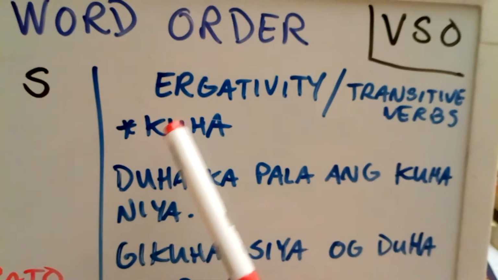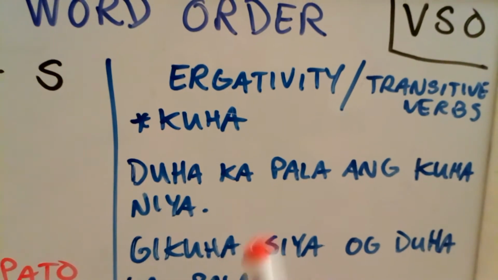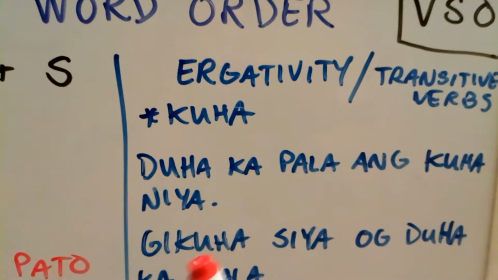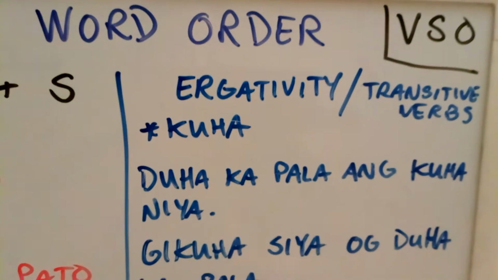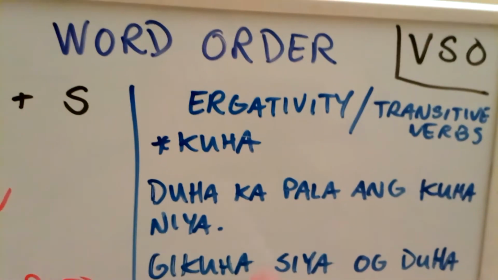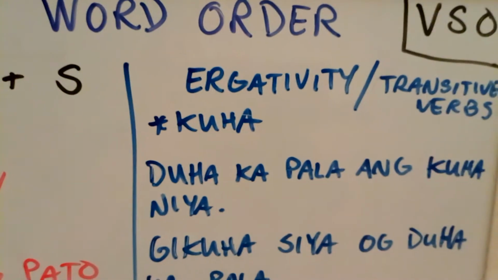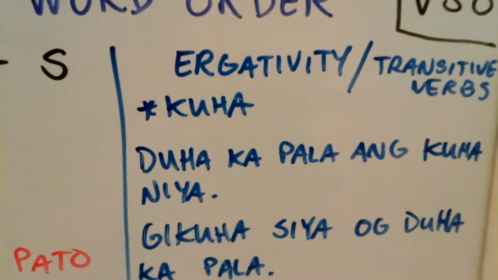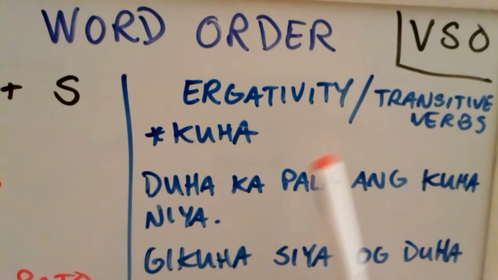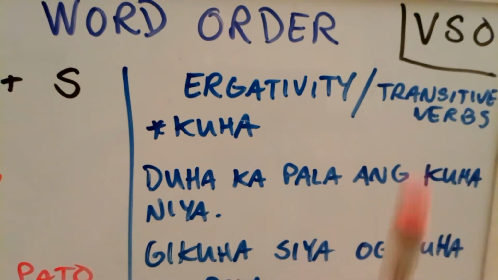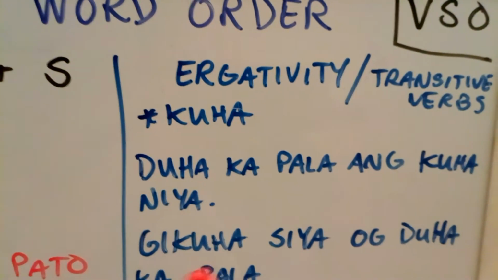So for this case, it's kuha that we're going to be looking at. Kuha means to take, because we can take objects, right? We can throw objects, so throw is another one of those transitive verbs. So you just have to discriminate which verb is transitive and which one isn't. I mean, run is not a transitive verb. It's an intransitive verb, so ergativity wouldn't be involved with the verb to run. But to give is a transitive verb because we can give objects, right? So ergativity will be playing a part with that verb. But in this case, we'll use kuha as an example.